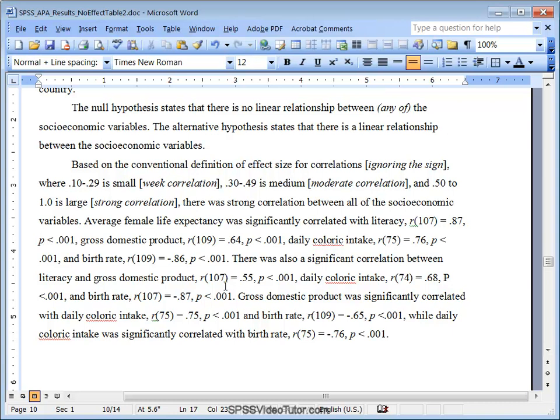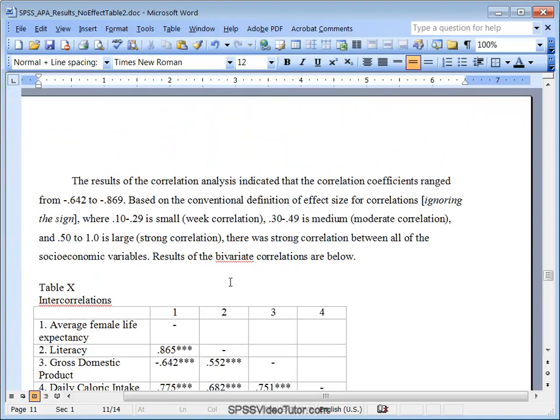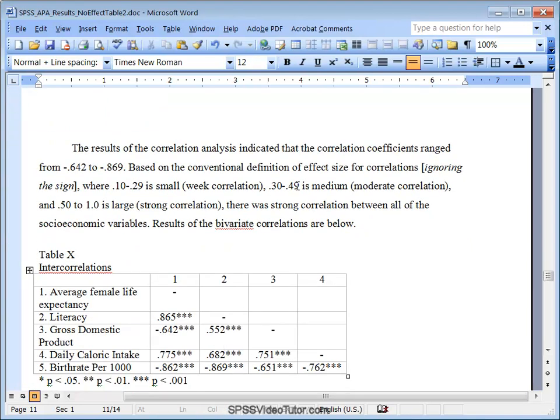There is a second way to do this when you're using a table. When you're using a table, you do not duplicate what is in the table and what is in the actual write-up. So essentially you would summarize the results and then put the actual results in a table. The results of the correlation analysis indicated that the correlation coefficients range from minus 0.642, the lowest correlation coefficient regardless of the sign, to minus 0.869, the highest correlation coefficient regardless of the sign. Based on the conventional definition of effect size for correlations, which I've already described, there was a strong correlation between all of the socioeconomic variables. Results of the bivariate correlations are below.